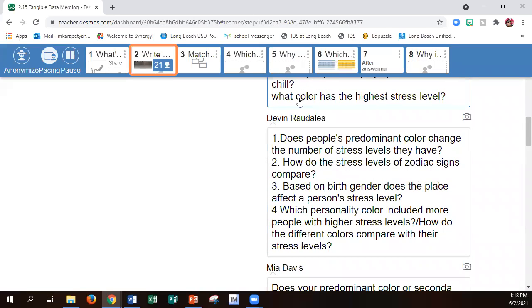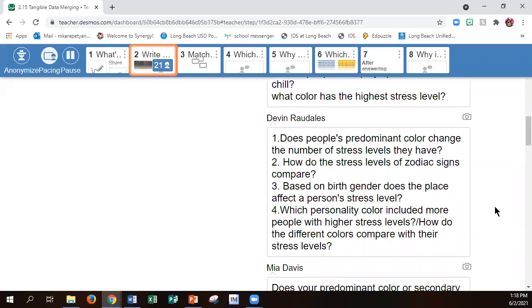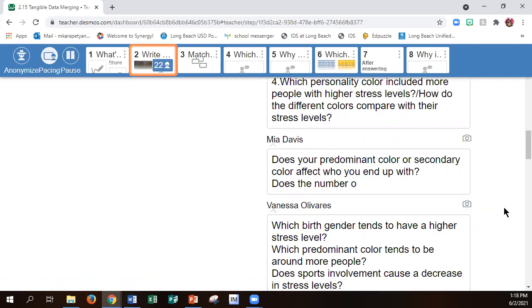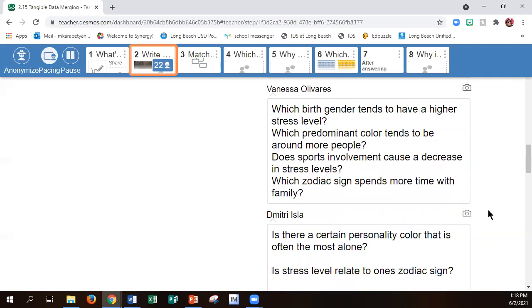Yeah. Okay. I would change that and use the variable name. So what predominant color here? Lena, what predominant color? Does people's dominant color change the number of stress levels they have? How do the stress levels of zodiac signs compare? Yes. Good questions, Devin. Okay, Mia, still working, go for it.